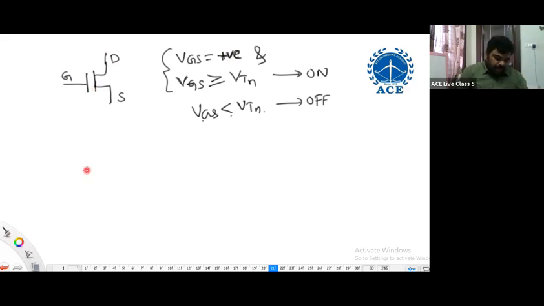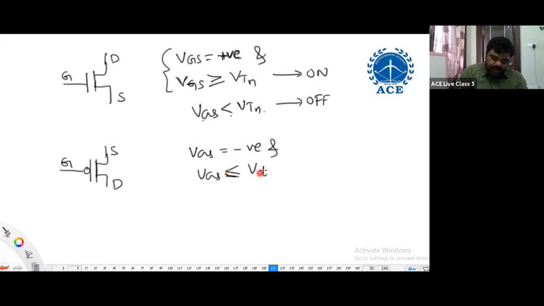Now, for the P-channel MOSFET, it has a source, a drain, and here it is the gate. VGS must be negative, and VGS must be less than or equal to VTP. Understand correctly? Already VTP is negative.